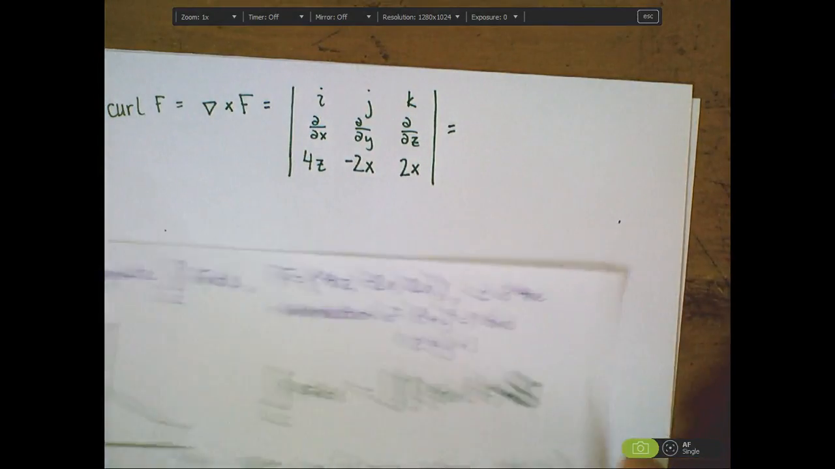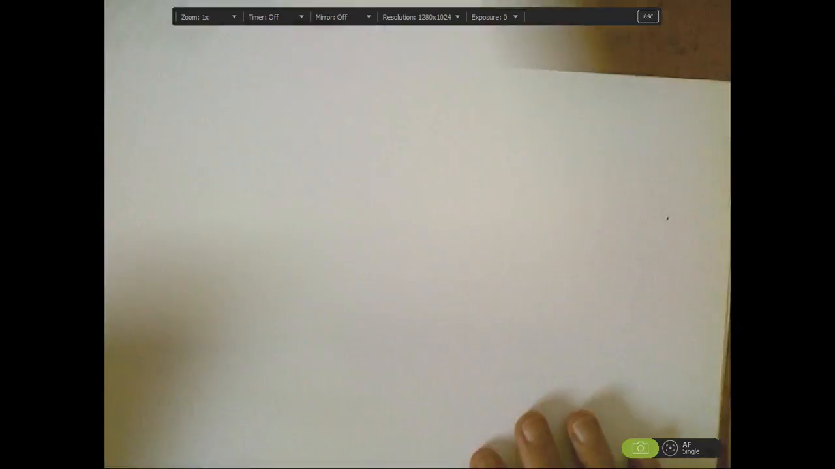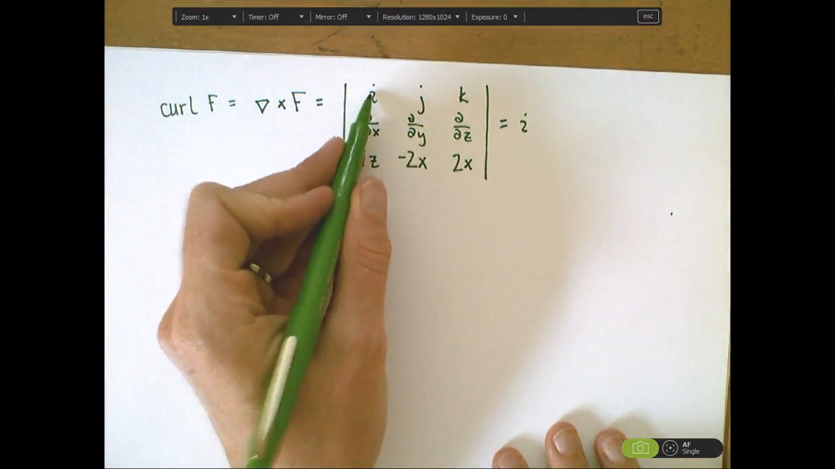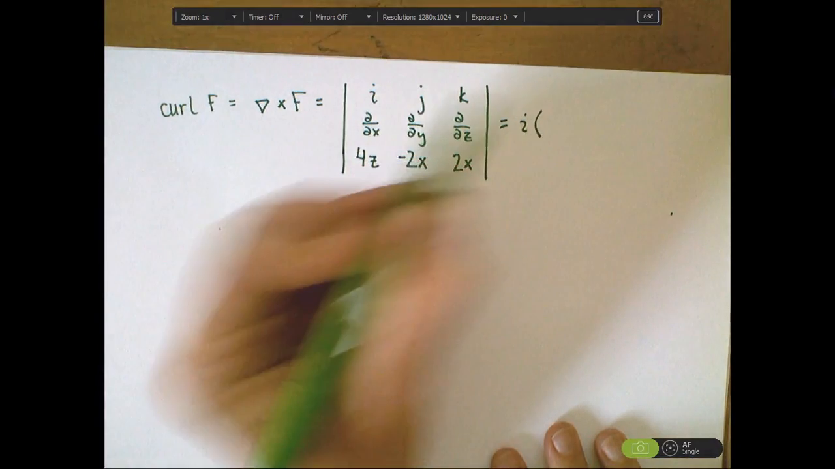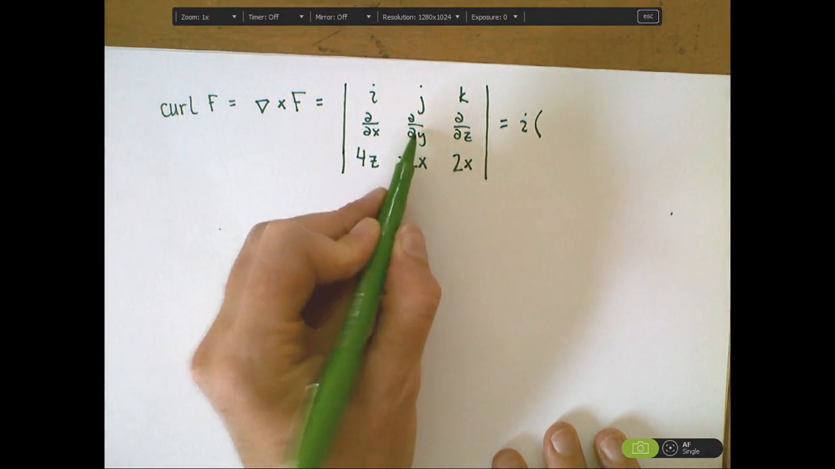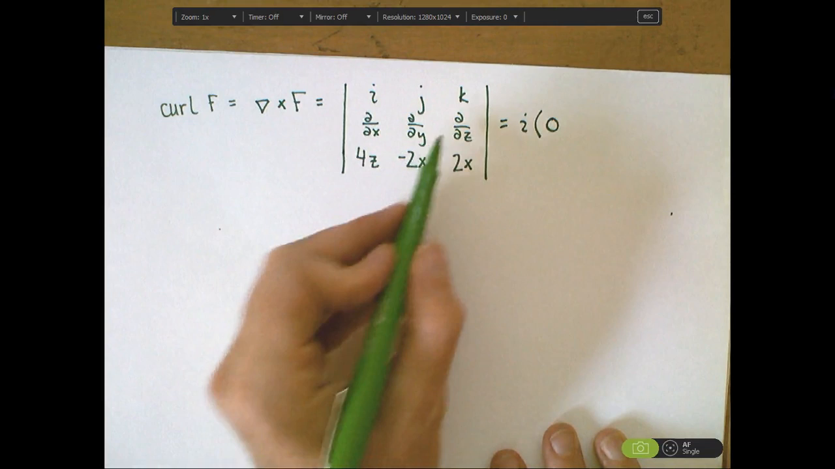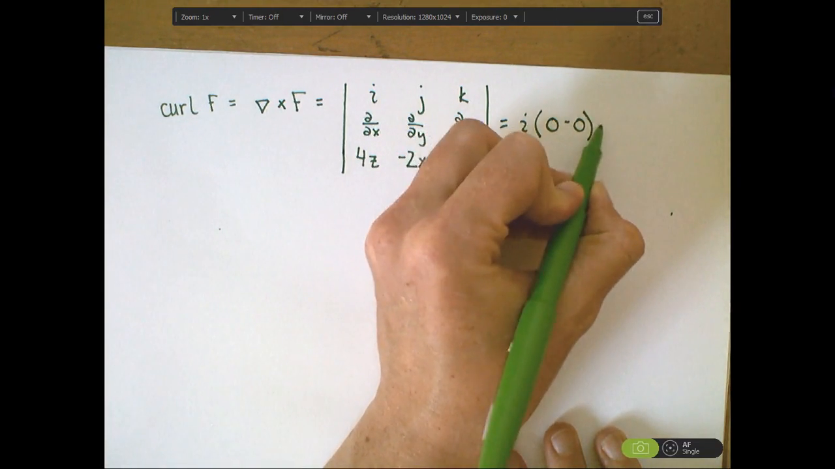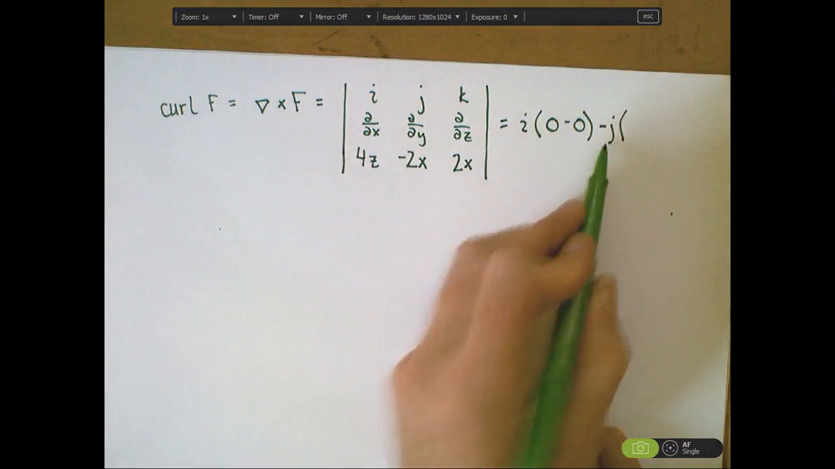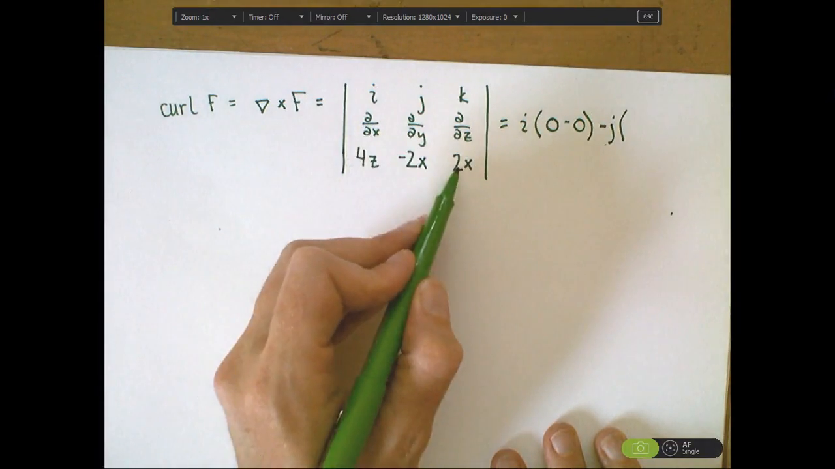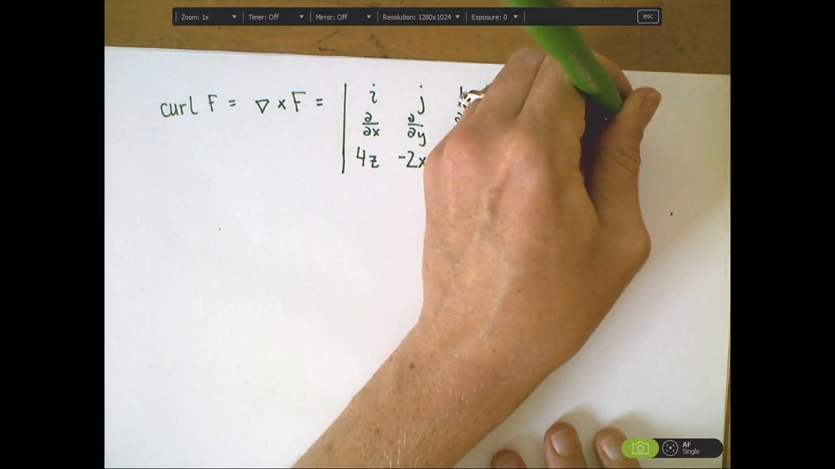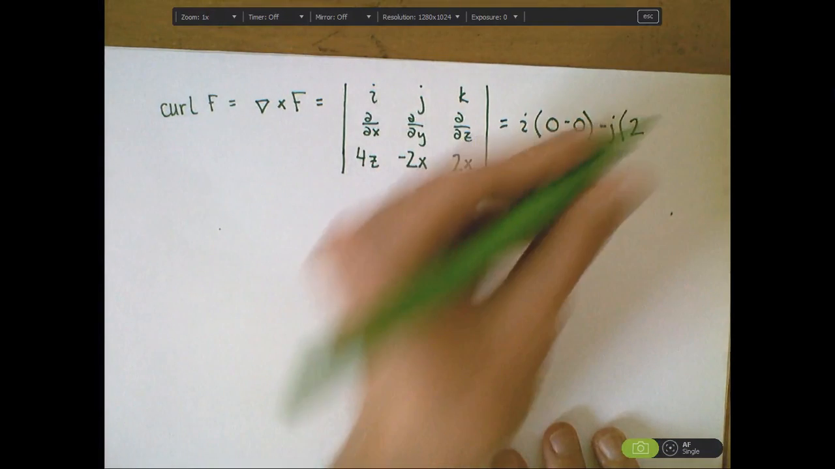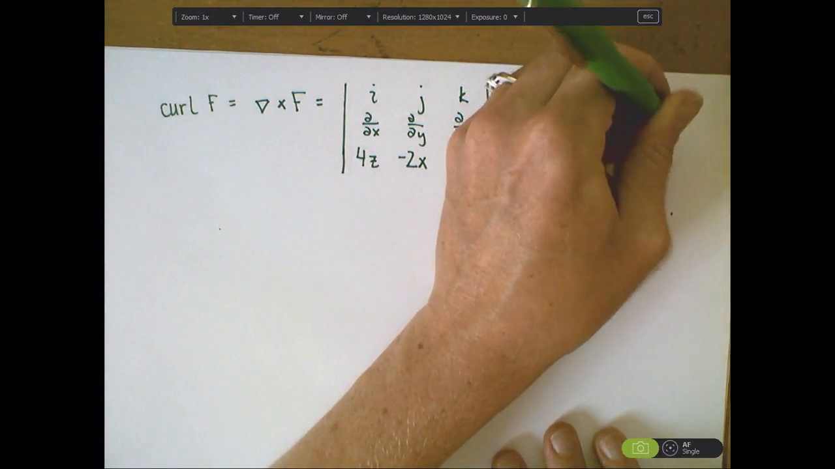That's one of the cool things about computing the curl in these cases, is that you sometimes get things to drop out. So the partial of my third component function with respect to y is just 0. The partial of negative 2x with respect to z is also 0. So yeah, things are starting to drop out already. J, the partial of 2x with respect to x is just 2, and the partial of 4z with respect to z is 4.